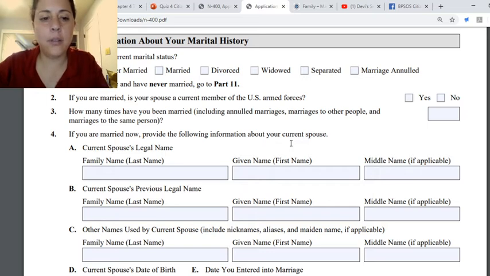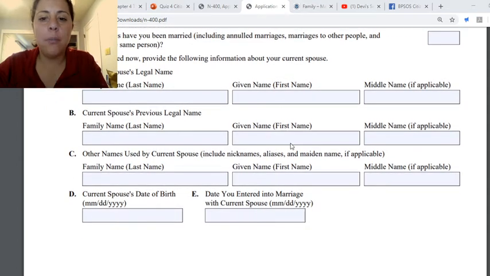But if you have been married, how many times have you been married? Okay, 1, 2, 3. Write the number in the box. Number 4. If you are married now, remember, now means currently, write your spouse's legal name. Spouse is husband or wife. Your current spouse's legal name: last name, first name, middle name.